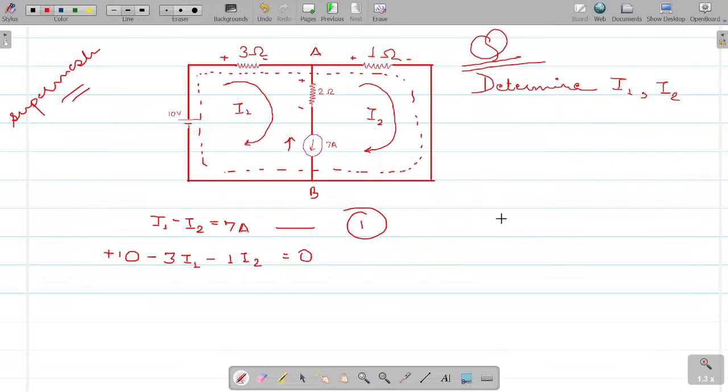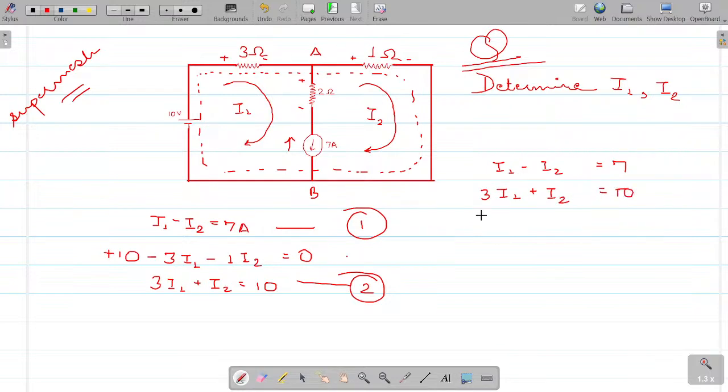Can I rewrite this equation to be? Look carefully. 3I1 plus I2 equals to 10. This will be your second equation. Now, you have two equations and two variables. Can you solve it easily? I1 minus I2 is given to be 7. 3I1 plus I2 is given to be 10. Let's solve this for ourselves.